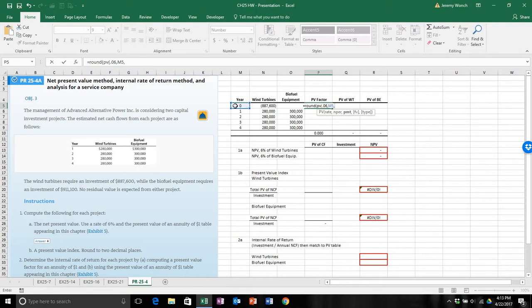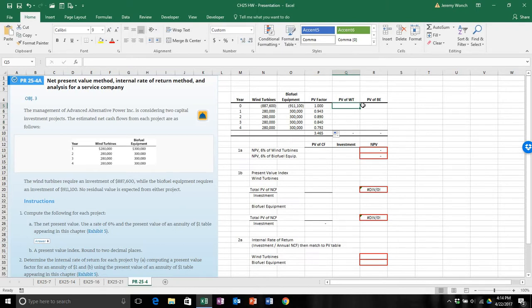Okay, no payments since we're just calculating the factor. And then our future value, -$1. And we want to round that to 3 digits. So now we have our present value factor for each one of the years here.